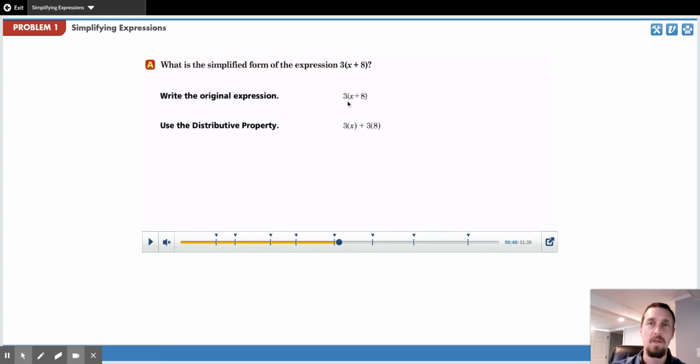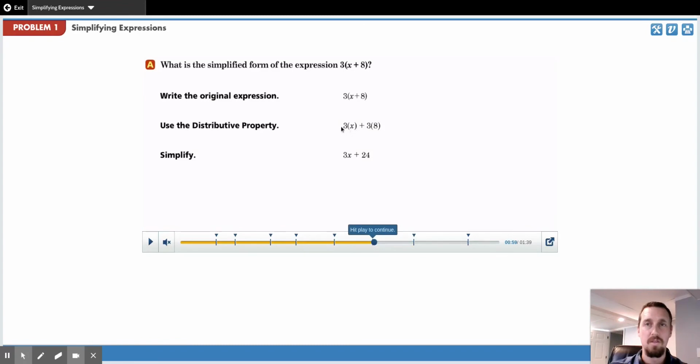And the distributive property here works the same way. Everybody in the quantity gets the thing that the quantity is being multiplied by. So the x gets a 3 and the 8 gets a 3. Once you've written out the distributive property, you can simplify, which means, in this case, we still have parentheses. It's not simplified. You need to get rid of the parentheses to simplify.